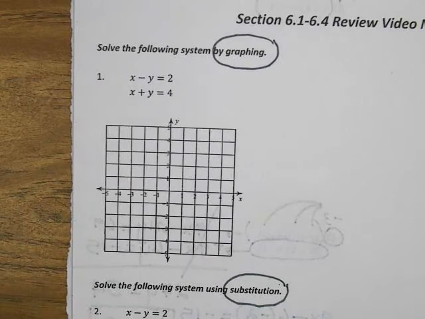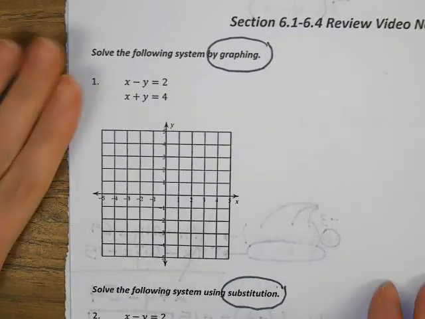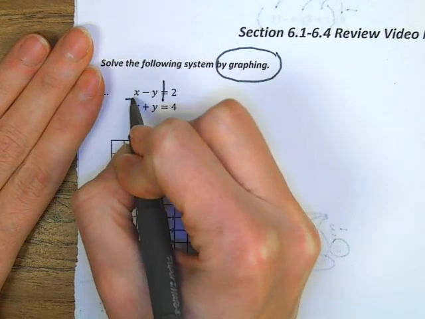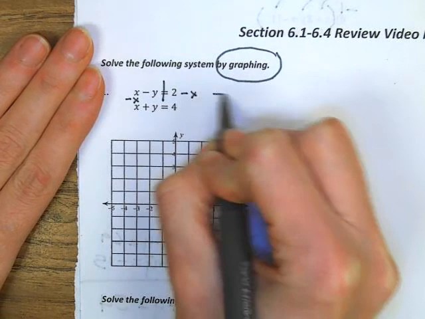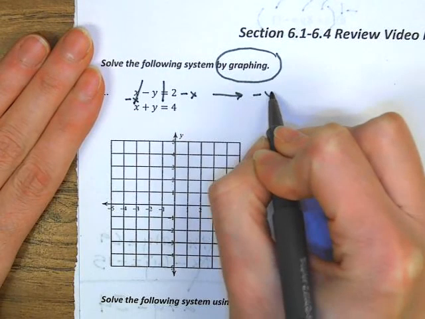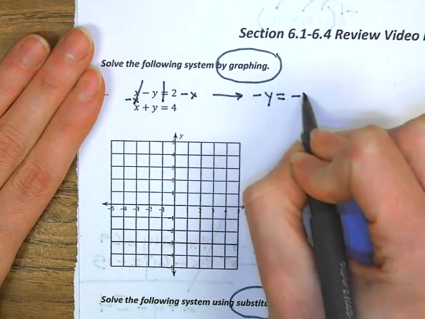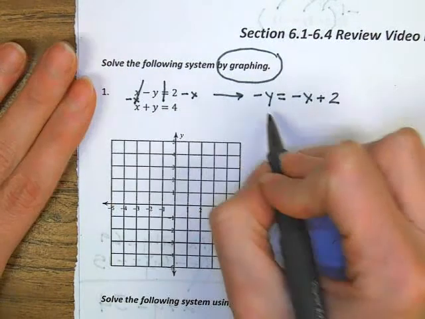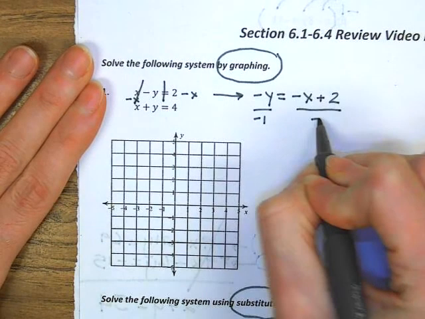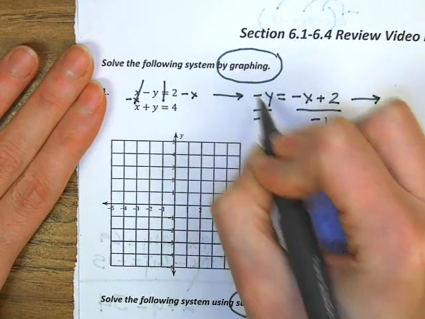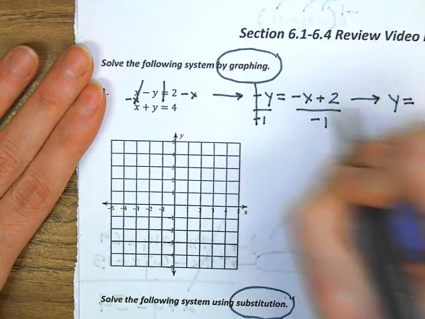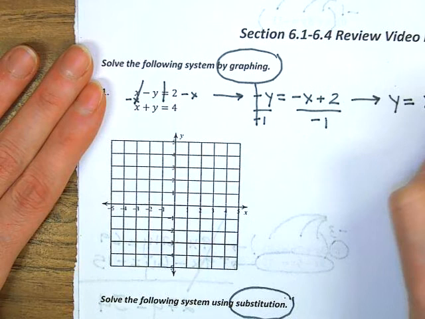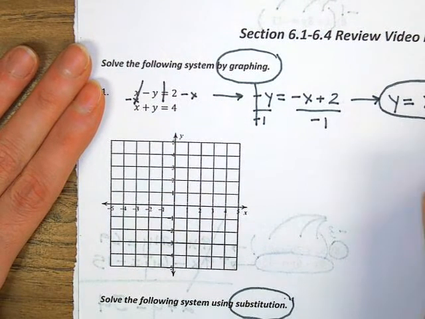Okay, so number one, solve by graphing. We have to get y alone first. On this one, to get y alone, we have to subtract the x, and then we're left with negative y equals, I'm going to switch the order, negative x plus 2. And then to officially get y alone, we have to divide everything by negative 1. We finally end up with y equals positive x, and 2 divided by negative 1 is negative 2. So here's our first line we're going to graph.